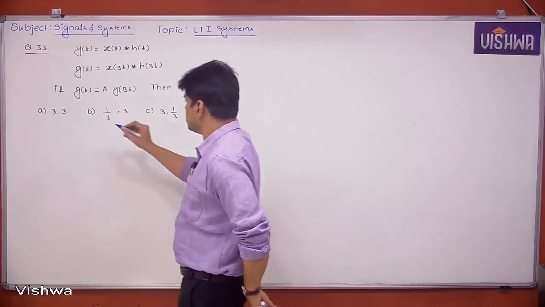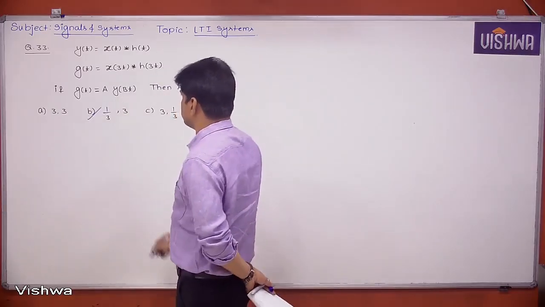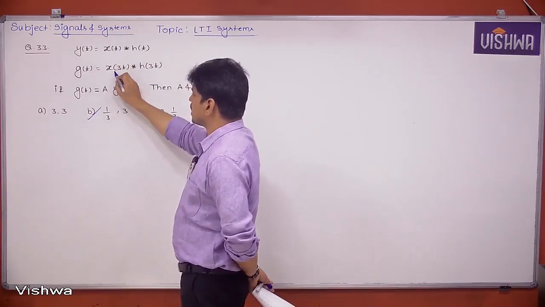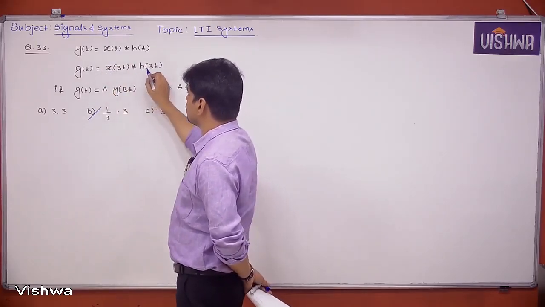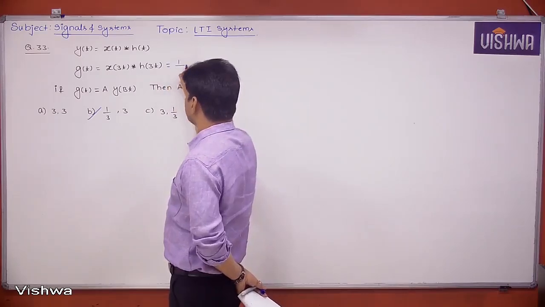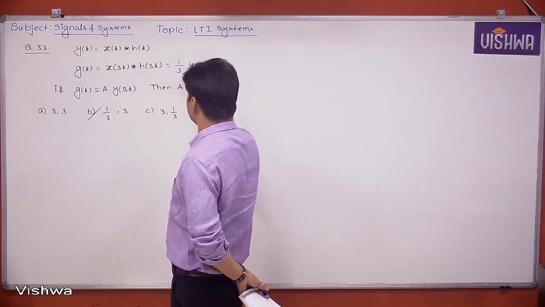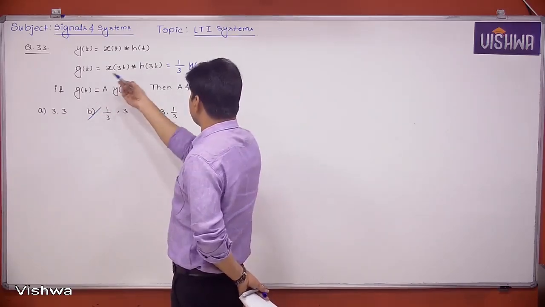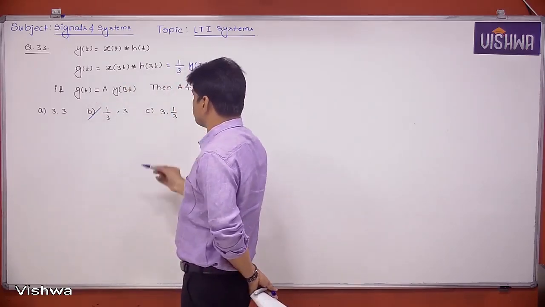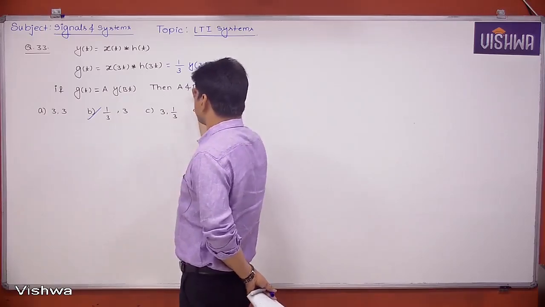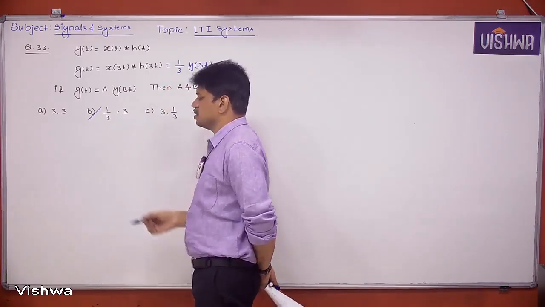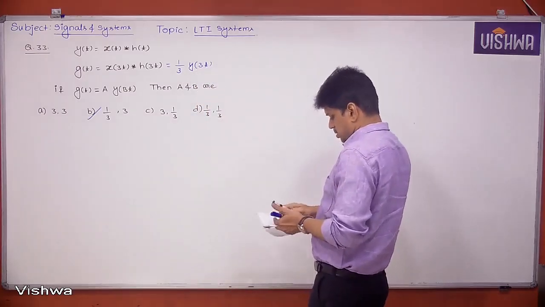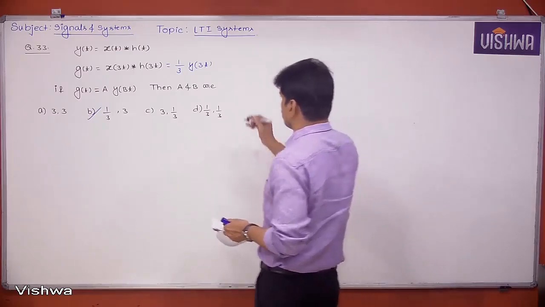Option B is correct here. Why, sir? Simply, let's see. If x of t convolution with h of t is equal to y of t, then what the time scaling property is saying is that x of 3t convolution with h of 3t is nothing but 1 by mod 3, which is 1 by 3, times y of 3t. So this is what they have given. So g of t is equal to a y of bt, where capital A is equal to 1 by 3 and capital B is equal to 3. So option B is correct. Question number 33 done. Next, question number 34.